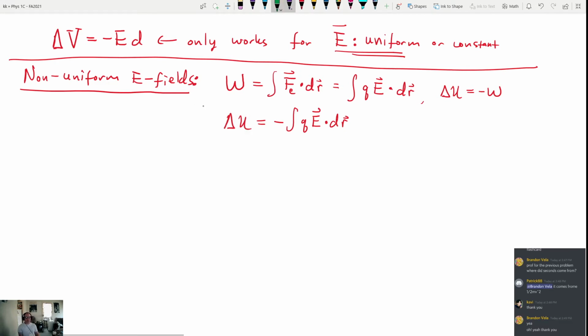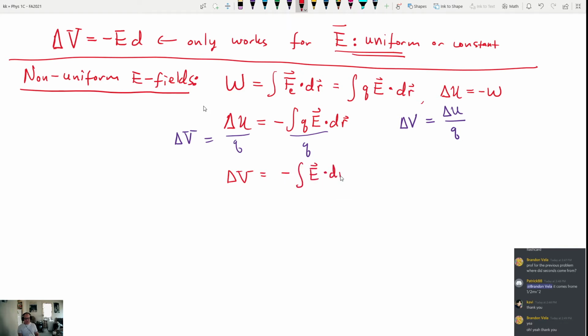Finally, we'll use the other expression that tells us that to get to electric potential difference, we have to take electric potential energy and divide by Q. So if we divide both sides by Q, this will become delta V. And we can say that delta V is then equal to the negative of the integral of E dot dr. This is a line integral.